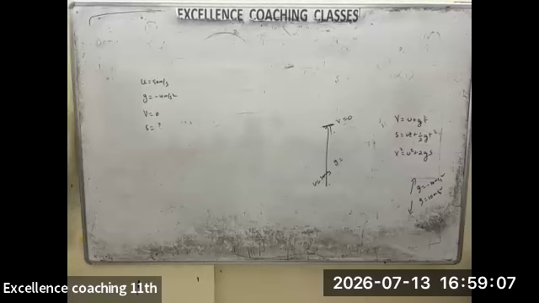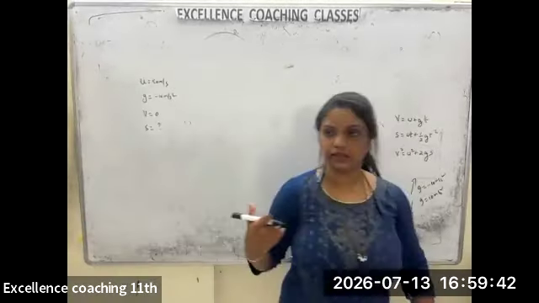It is u squared, so 50 squared. The answer is 125. All are getting 125. Is it okay? Anyone having any doubts? I'm not solving, since you are getting the answer.